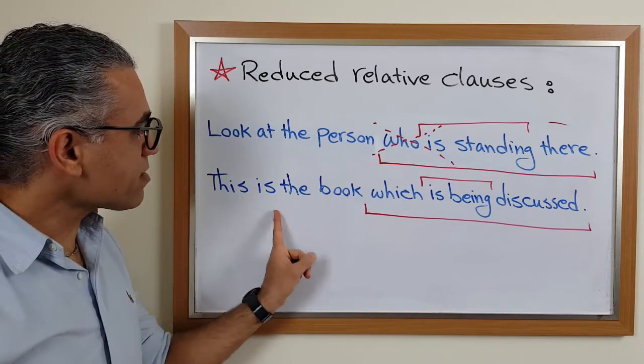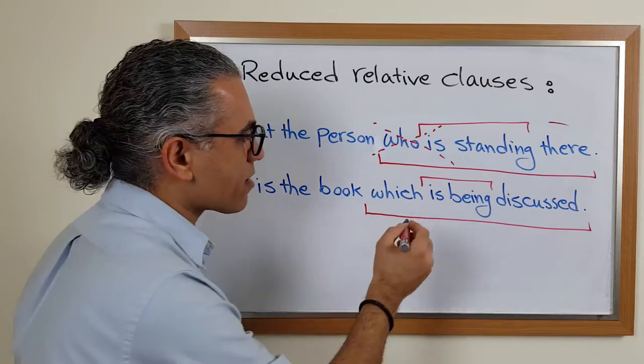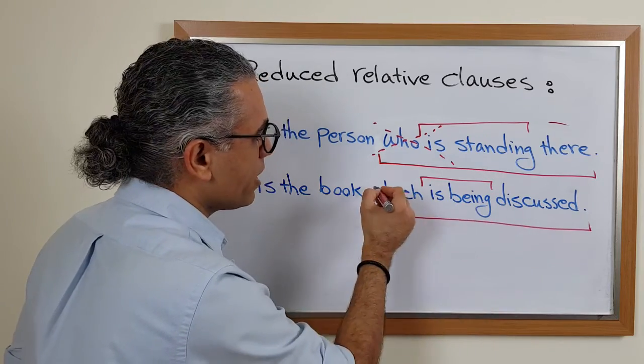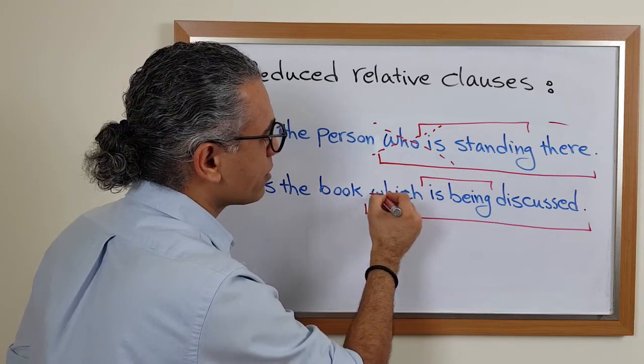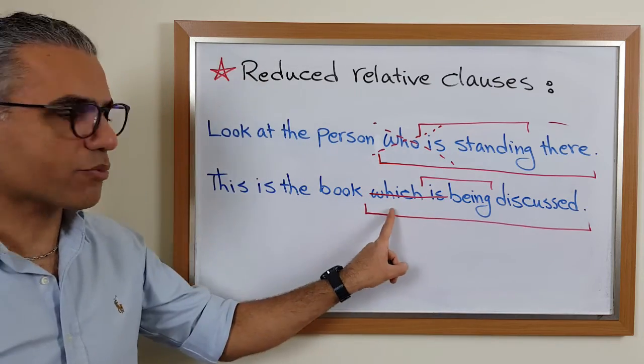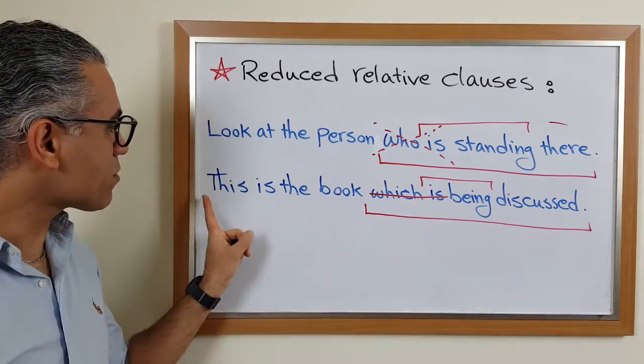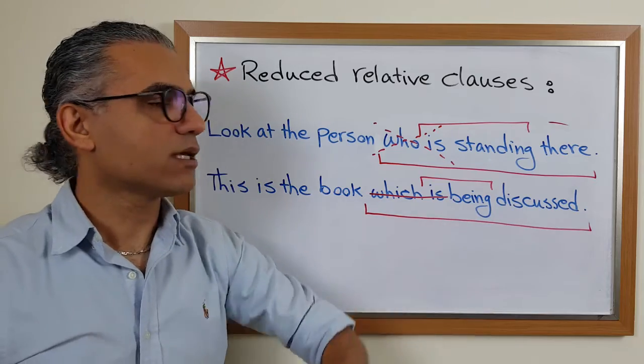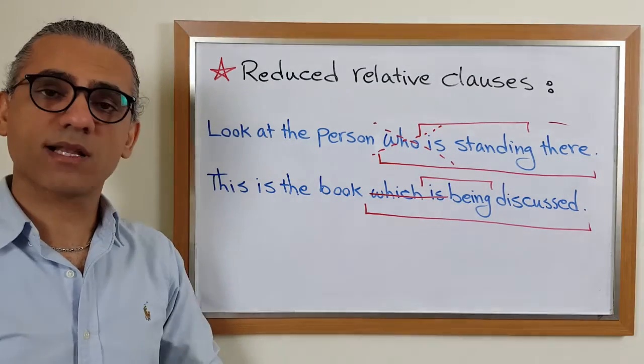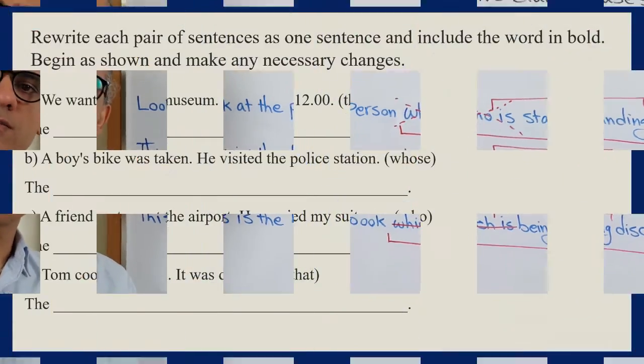And this example, this is the book which is being discussed. So this is in ing form, and we can remove which, the pronoun, and the to be verb. So this is the book being discussed today. This is the last point. Let's do some exercises together.